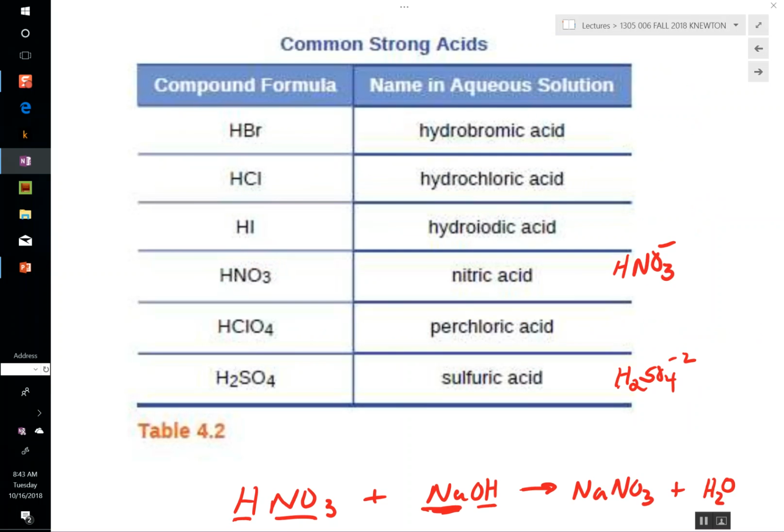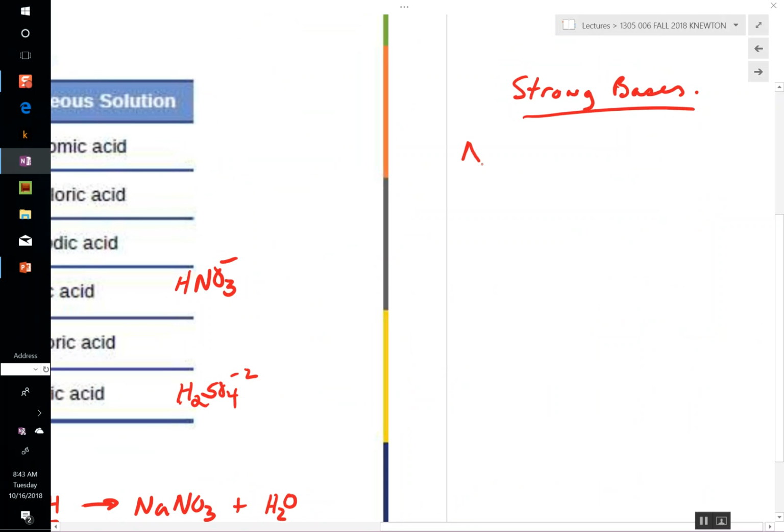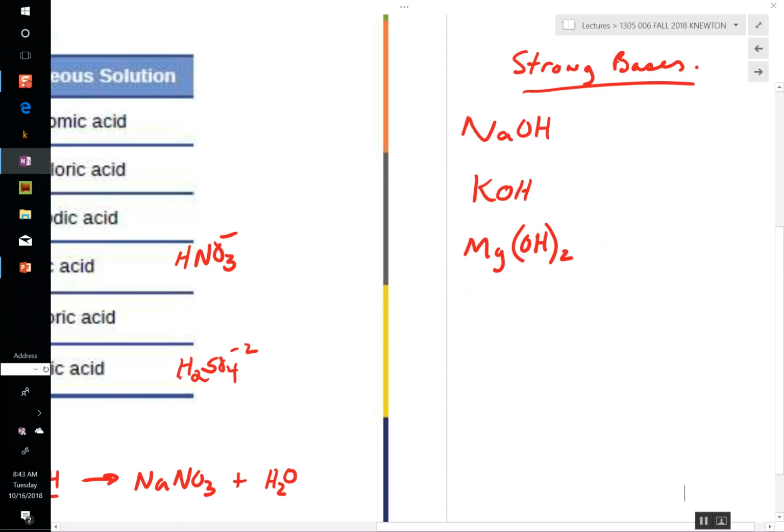I'm not sure I got a slide with some bases, but strong bases. One might show up here. Already we've talked about sodium hydroxide, potassium hydroxide, magnesium hydroxide, which actually has 2 hydroxides on it. These are some strong bases. Lithium hydroxide. So what do you see?